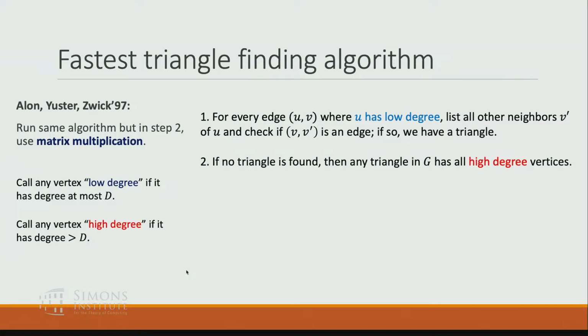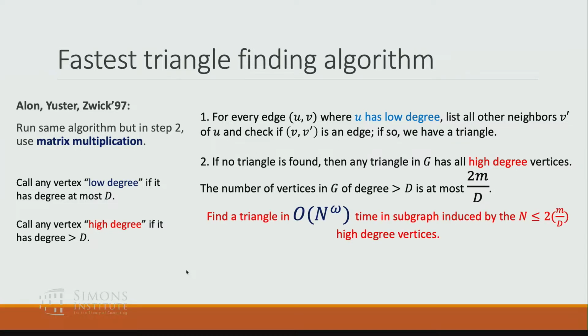After this first step, if no triangle is found, that means any triangle in the graph has three high degree vertices. So now we can assume the graph has at most 2m over d vertices. At this point, we run a fast matrix multiplication based algorithm to find a triangle in this graph. We know that in a graph with capital N vertices, we can find a triangle in N to the omega time. So the running time for the second step now is (m over d) to the omega.